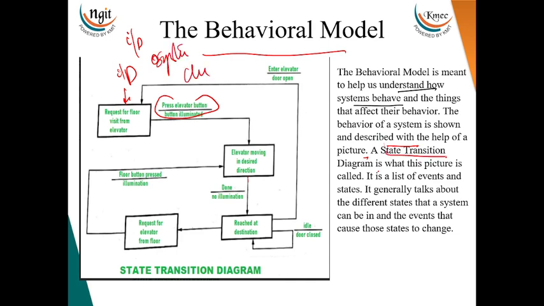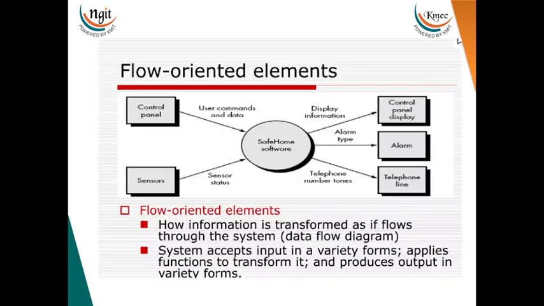The state transition diagram in the picture lists the events and states; it generally talks about the different states of the system and the events that can happen. These are all events, so based on that event, how you are going to change, correct. That is the behavior model, which we can give as a transition diagram.